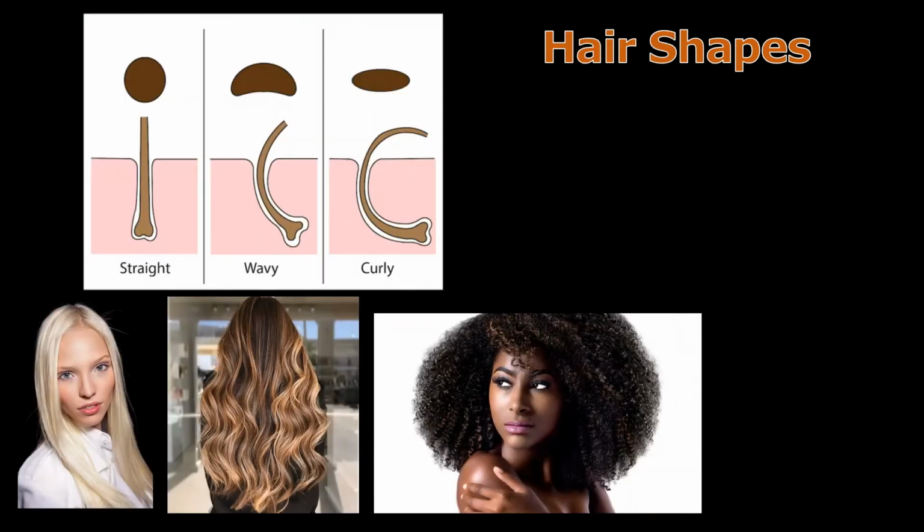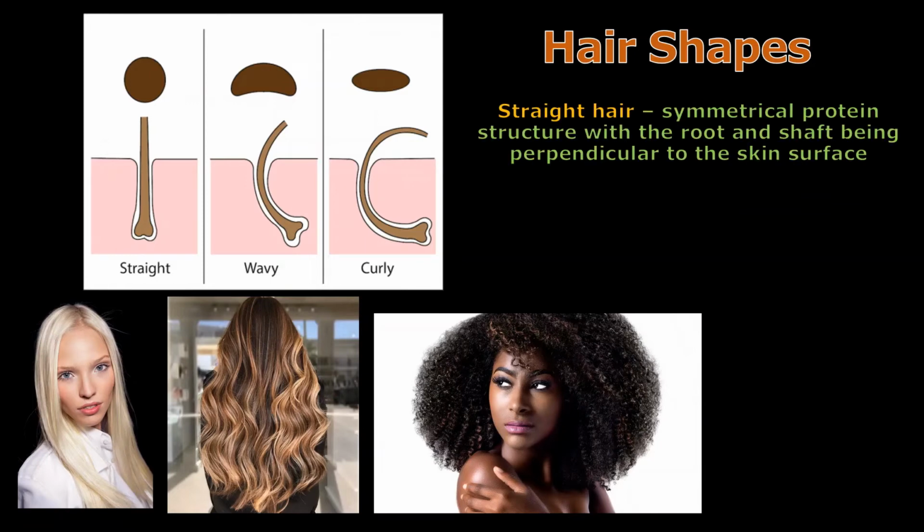Hair shapes: straight hair, wavy hair, and curly hair, also known as kinky hair, depending on what part of the country you're from. And the only difference between natural straight, natural wavy, and natural curly is the orientation of the roots in the dermis. So straight hair has symmetrical proteins, with the root and the shaft being perpendicular to the skin. So this first picture over here shows a root, or shaft, perpendicular to the skin surface. It shows a nice round symmetrical protein structure. This gives you straight hair.